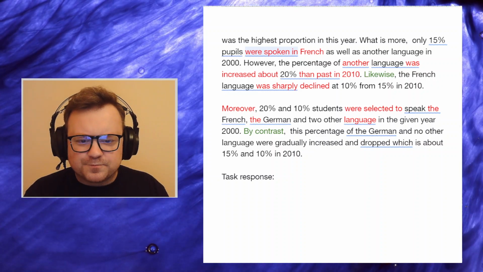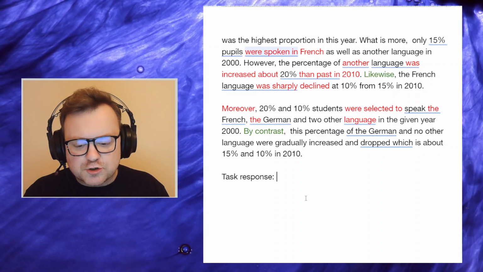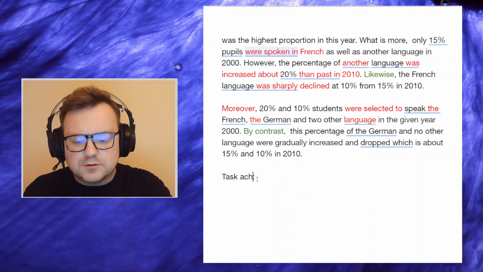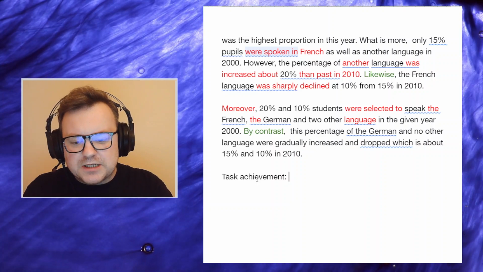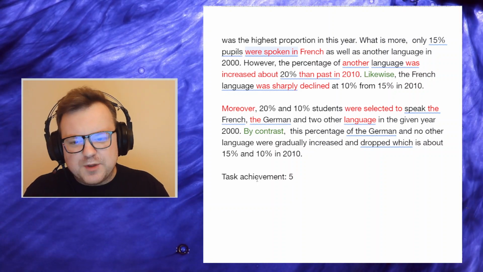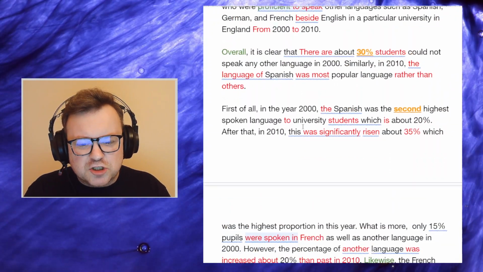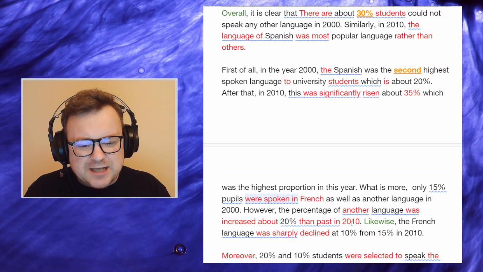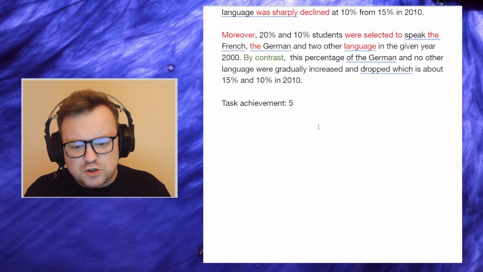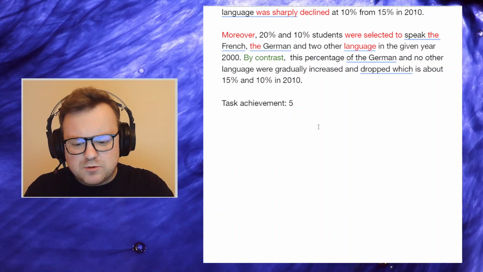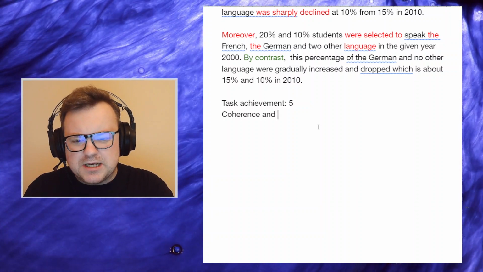But okay. So I am satisfied that task response here, sorry, task achievement, is enough for a 5. There was an attempt at an overview. She picked out some key features, but she did not really demonstrate them well, and she got some of the information wrong. Next one, we will go with coherence and cohesion.